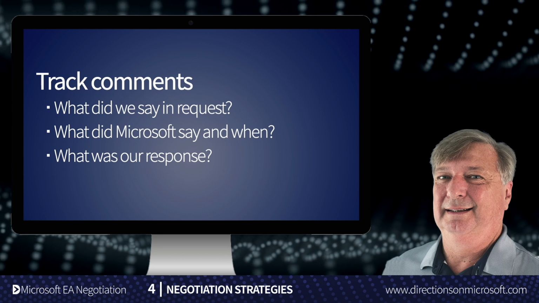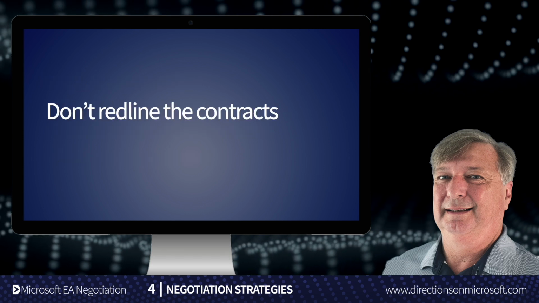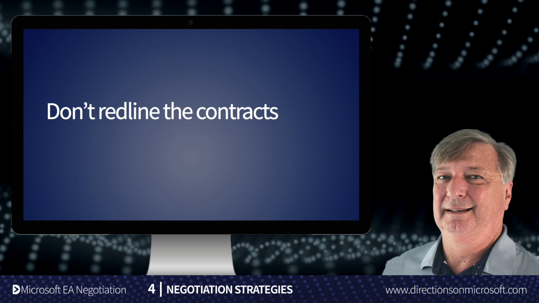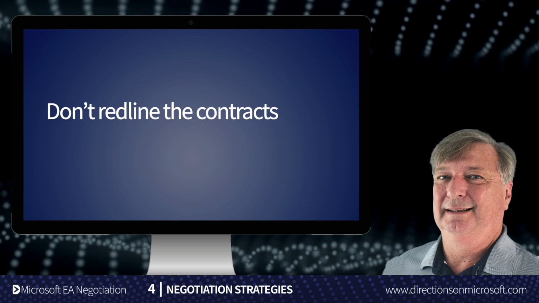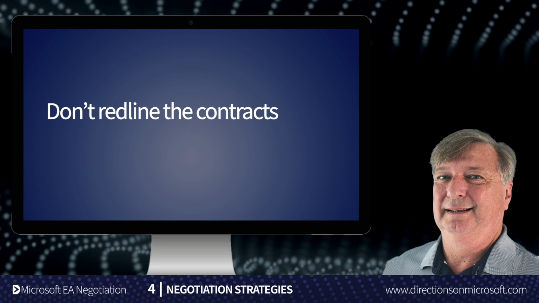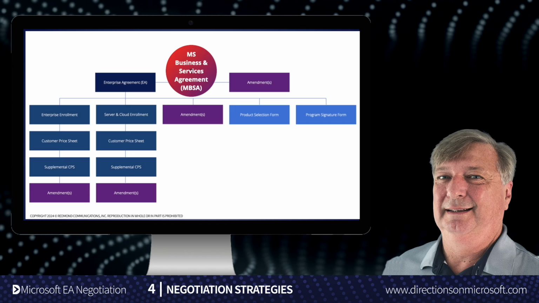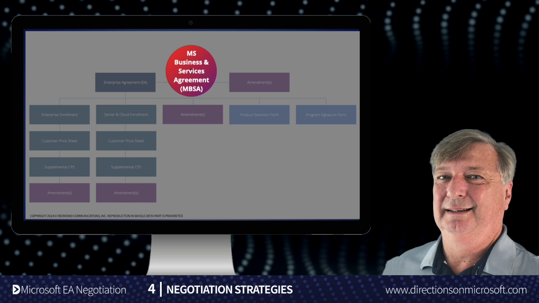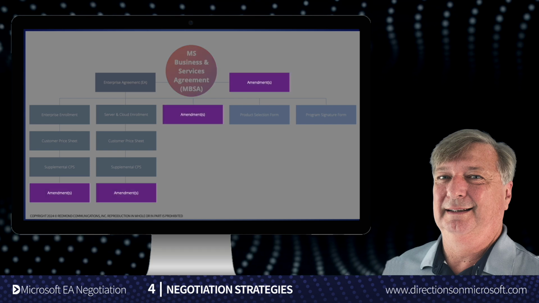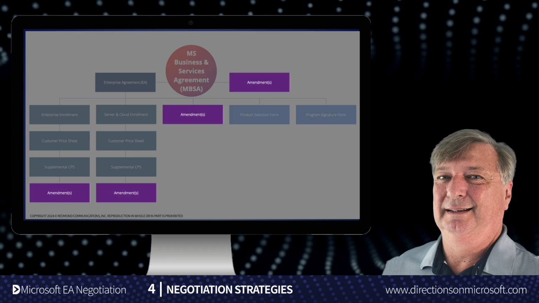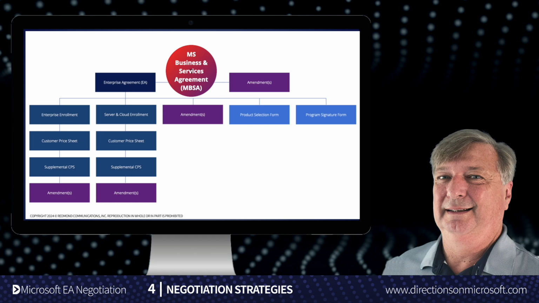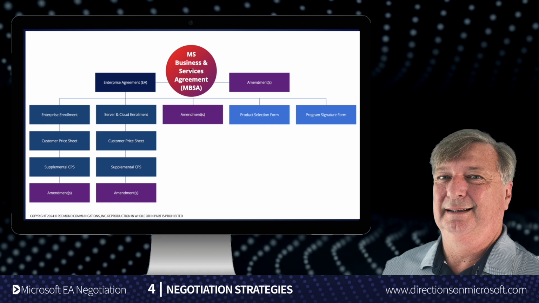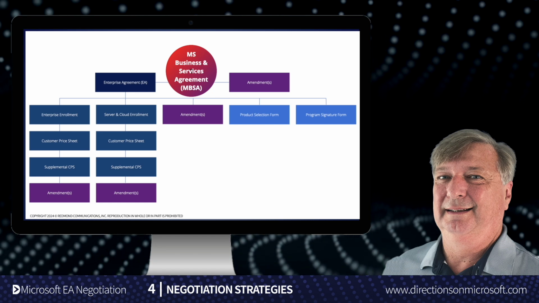The other thing I would recommend, though, is don't redline the contracts and then go back and forth with comments on the contract itself. The best advice is to keep the original contract static and then change it through amendments. So that way, when you get to the next round of negotiation, you know what the original contract was, you know what you had changed, and now you know what the new contract was.